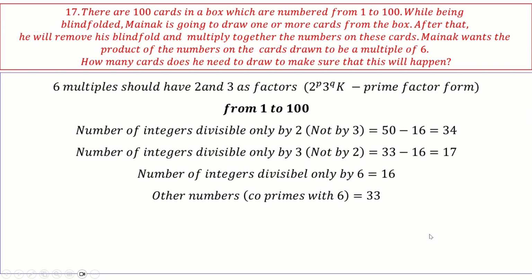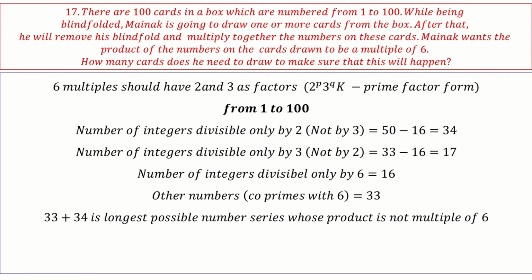Now, just see, if I draw all these 33 cards first, still the product is not a multiple of 6. Then what is the next biggest number? It is 34. So I draw all 34 cards. Still the product is not a multiple of 6. So how many is total? 67 cards I have drawn, and it is not a multiple of 6 yet. The next card, if I draw from the multiples of 3 or 6, makes this product a multiple of 6. So 67 plus 1, that is 68 cards I have to minimum draw to make sure that I get a product of 6. Hope you understand this explanation.